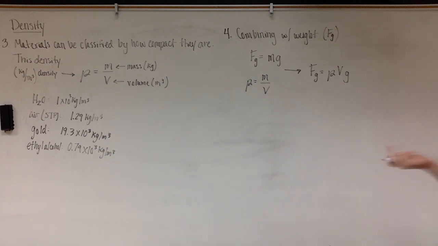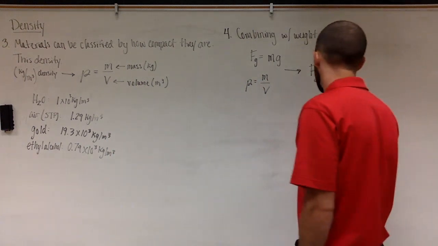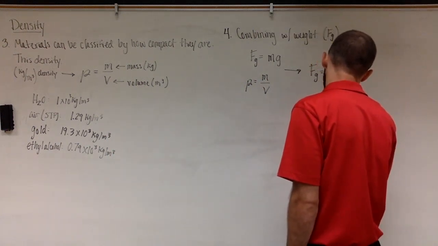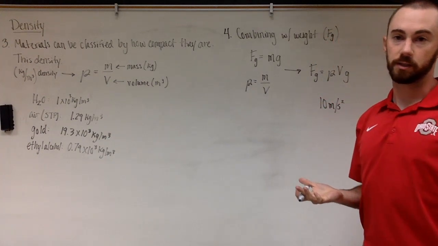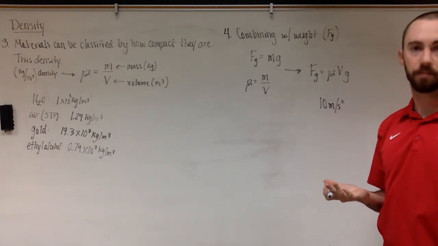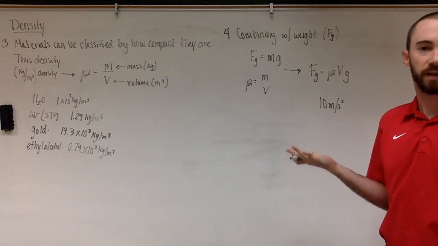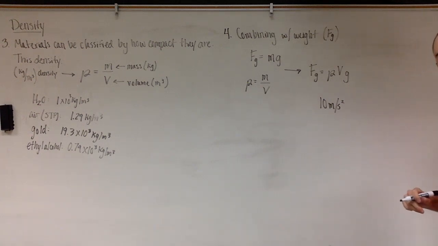And remember in this class that we are using 10 meters per second squared just to make our calculations easier. If you want to stick it out and stick with 9.81, you can do that. If not, 10 works for all of the AP questions.